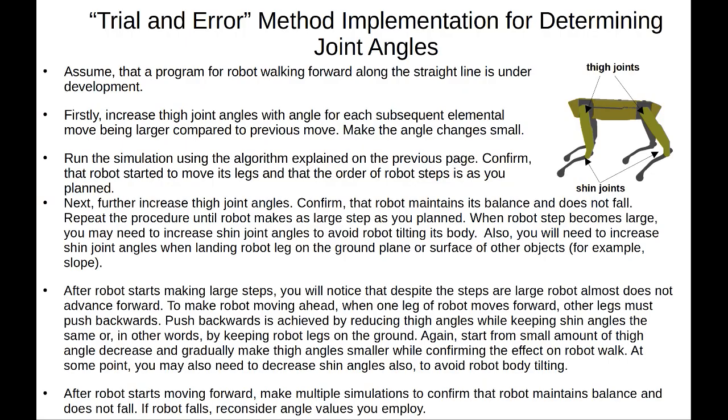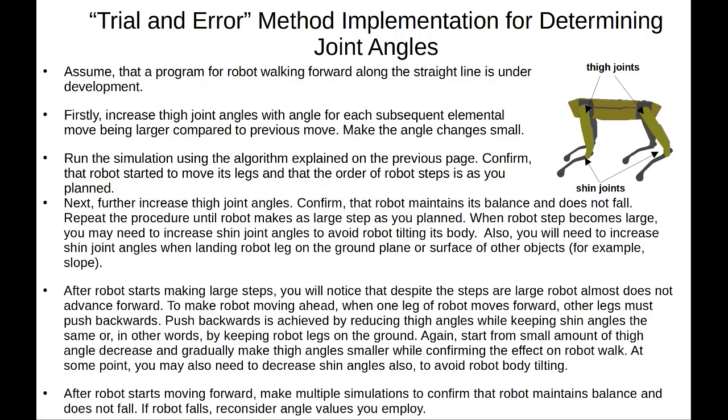After the robot starts making large steps, you will notice that despite the steps being large, the robot almost does not advance forward. To make the robot move ahead, when one leg of the robot moves forward, other legs must push backwards. Push backwards is achieved by reducing side angles while keeping shin angles the same, or in other words, by keeping robot legs on the ground.